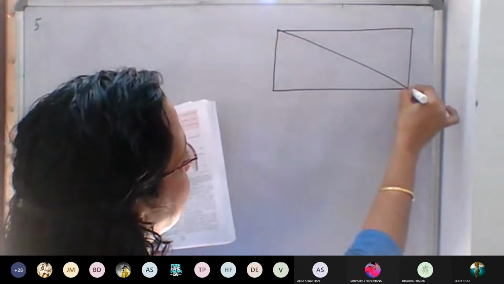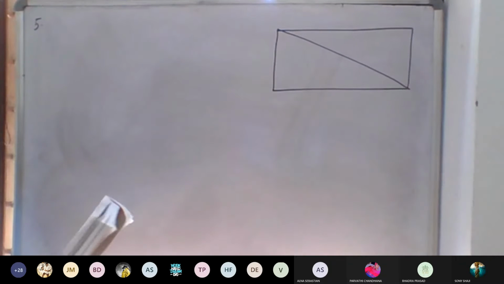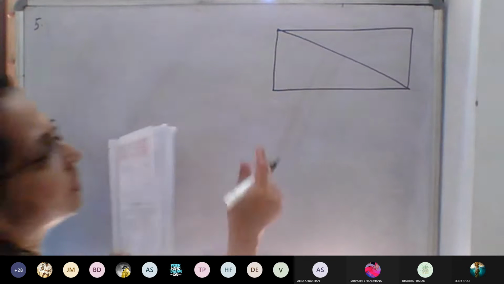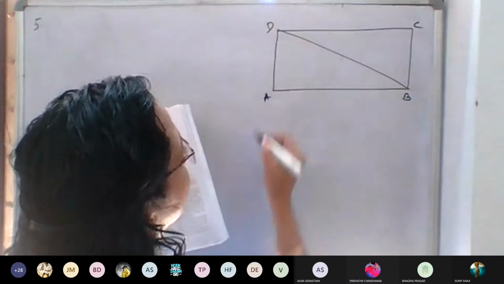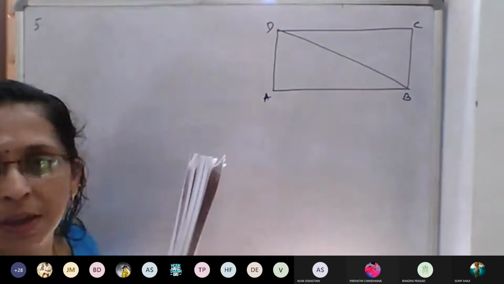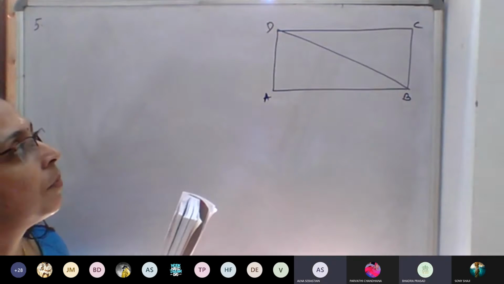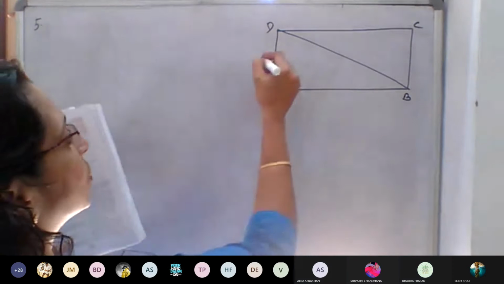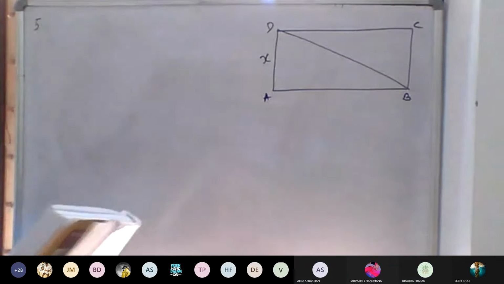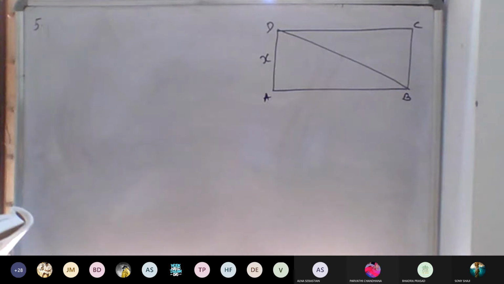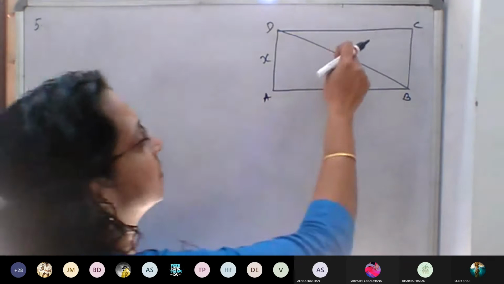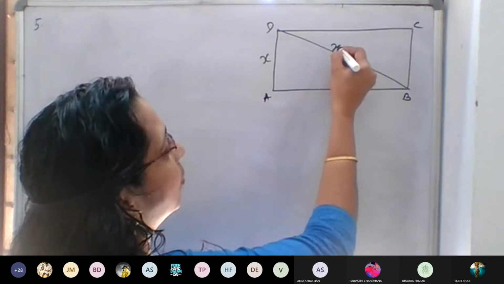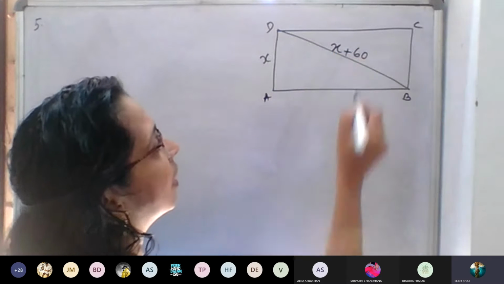Diagonal of a rectangle is 60 more than its shorter side. Which will be the shorter side? Suppose ABCD is a rectangle. So shorter side will be AD and BC. Shorter side we don't know, let it be x. Diagonal of a rectangle is 60 meter more than its shorter side, so we can write the diagonal as x plus 60.